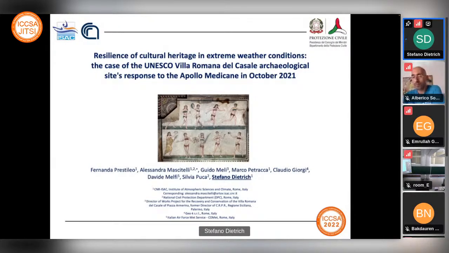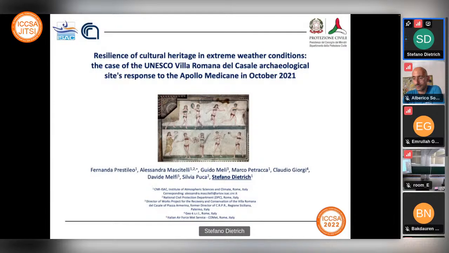These features for centuries have been subject to the attacks of bad weather and hydrogeological consequences. We will show what the response was to the occurrence of the Apollo Medicane that in October 2021 devastated the surrounding area.